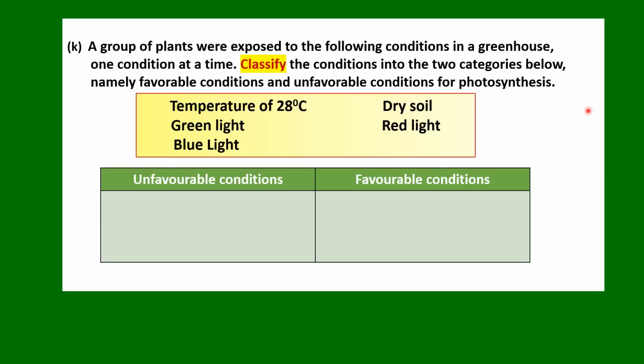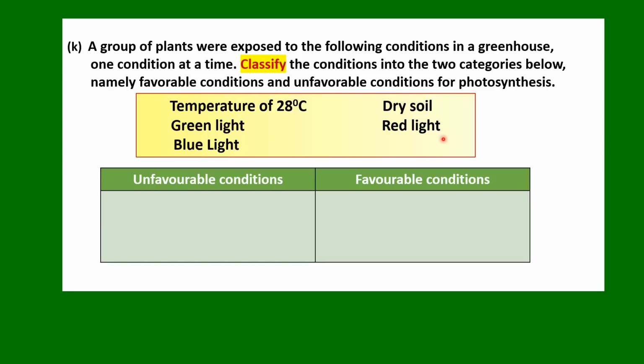So let's look at another question, which is on classification. Okay, this is the last question. Now, a group of plants were exposed to the following conditions in a greenhouse. The enclosed greenhouse has glass walls to allow sunlight to come in. So, one condition at a time. Classify the conditions into the two categories below, namely favorable conditions and unfavorable conditions for photosynthesis. So all these conditions are tested separately, using a group of plants.